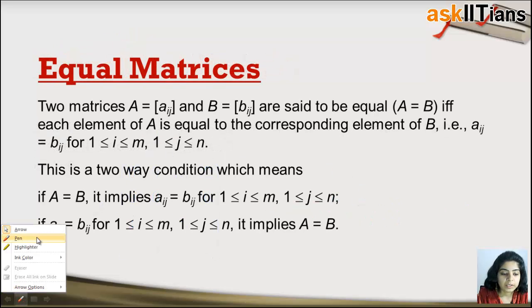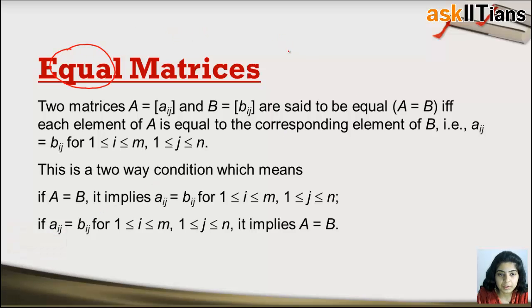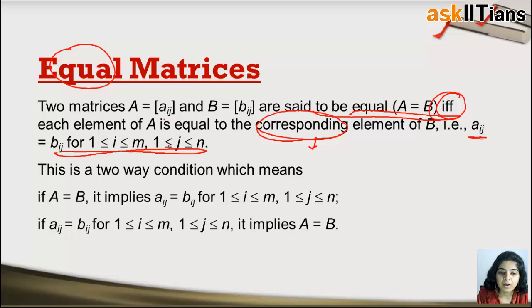Okay, next we have equal matrices. What do we mean by equal matrices? Again, as the name suggests, equal matrices means the matrices which are equal. So two matrices A equal to [aij] and B equal to [bij] are said to be equal, that is A equal to B, if and only if each element of A is equal to the corresponding element of B; the word corresponding is extremely important here, note it. That is aij equal to bij for 1 less than or equal to i less than or equal to m, and 1 less than or equal to j less than or equal to n, right?